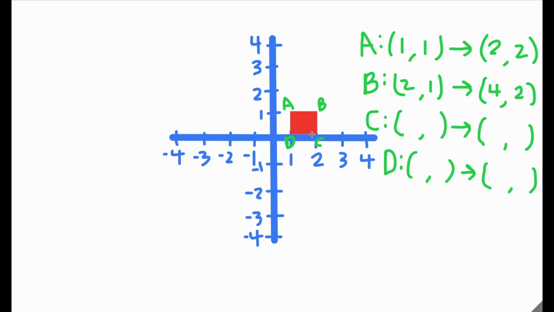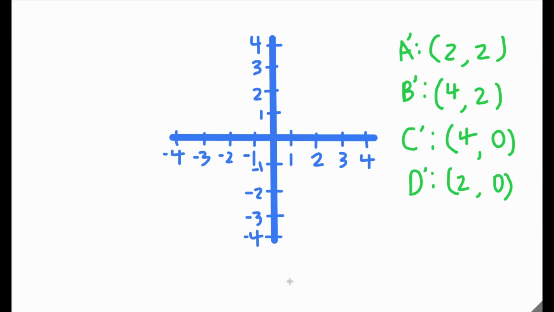Now for C, it looks like it is at 2, 0. So I'd write down 2, 0, and that becomes 4, 0 when I multiply them both by 2. Now finally D, it looks like that's at 1, 0. So I'll write that down, 1, 0, and that becomes 2, 0 when I multiply them both by 2. So now let's see what that would look like when we scale it up.